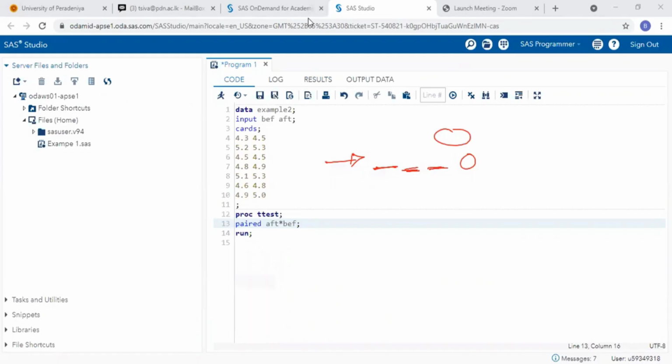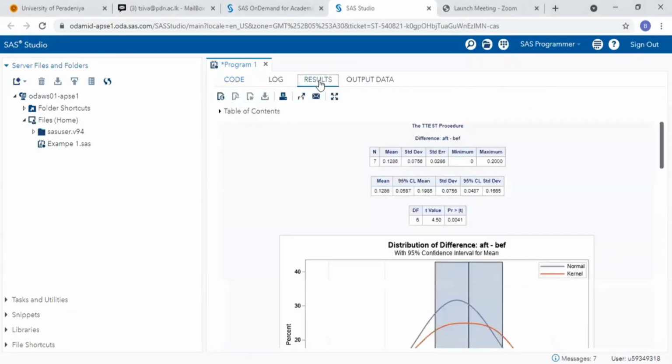For example, here, where it is 0, you see the difference is 0. That is why the minimum value is 0, and the maximum value is about 0.2 in the difference. So this is the maximum difference, and this is the minimum difference. That's what it says, maximum and minimum.